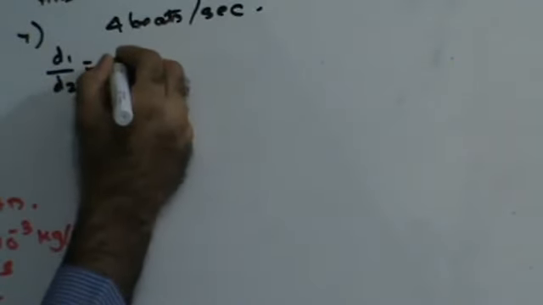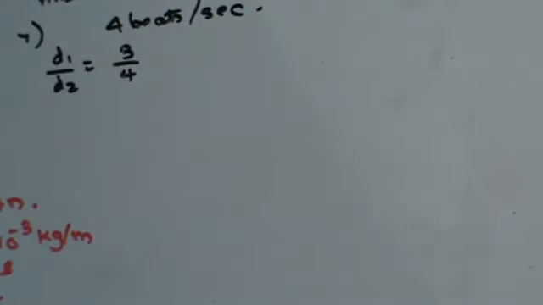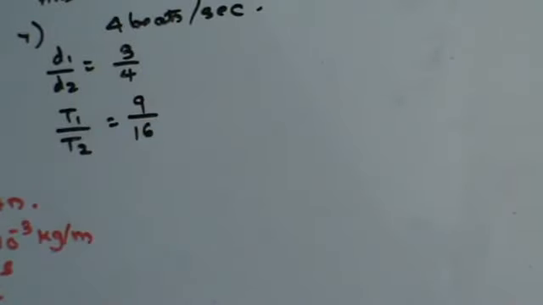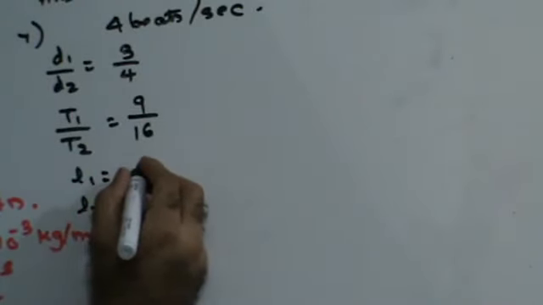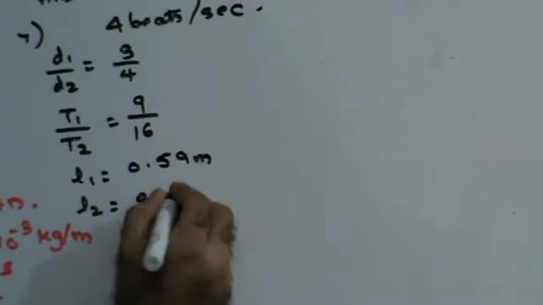The diameters are in the ratio of 3:4, and the tensions are in the ratio of 9:16. The vibrating lengths are 0.59 meters and 0.6 meter.